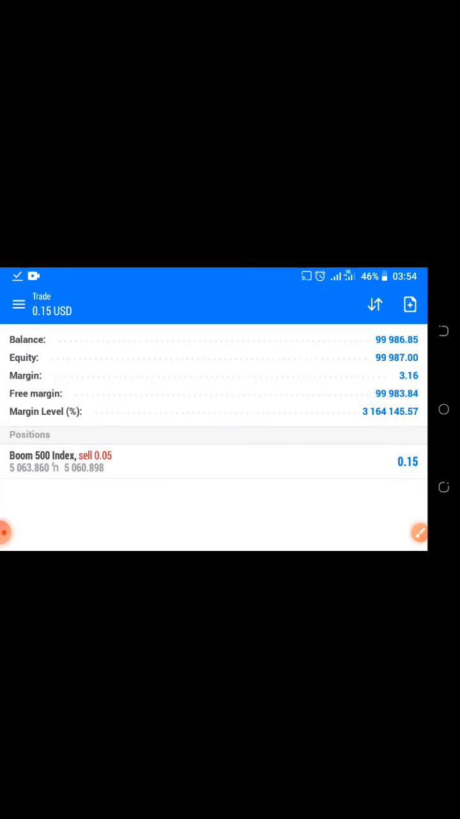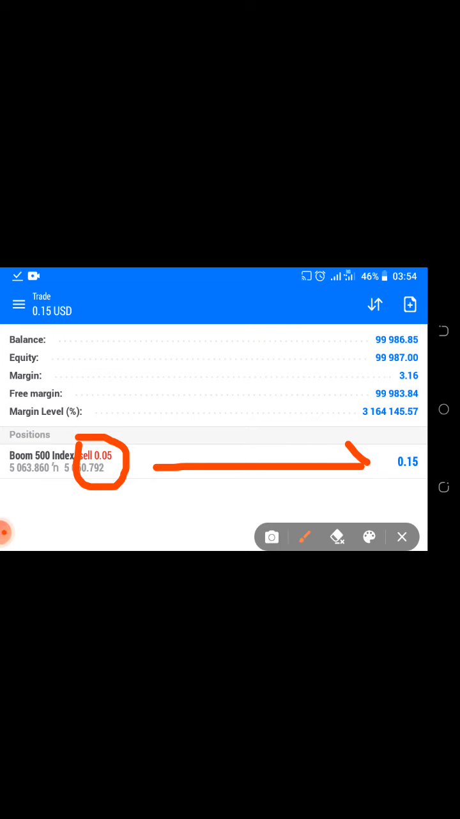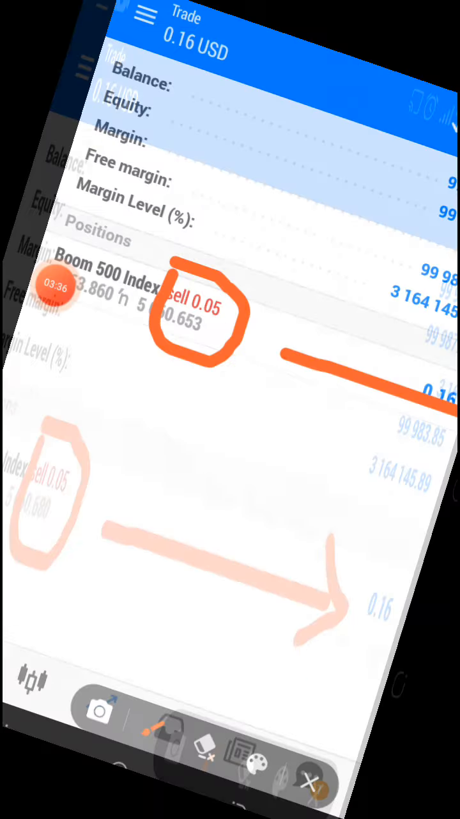For the sake of this video, I will share something with us. If you look at this trade, this is a running trade, Boom 500 sell. You can see the lot size. This is just a 3 pip trade that is running currently. The first thing I want you to observe is the power of leverage, and I'm going to share with you the power of leverage.